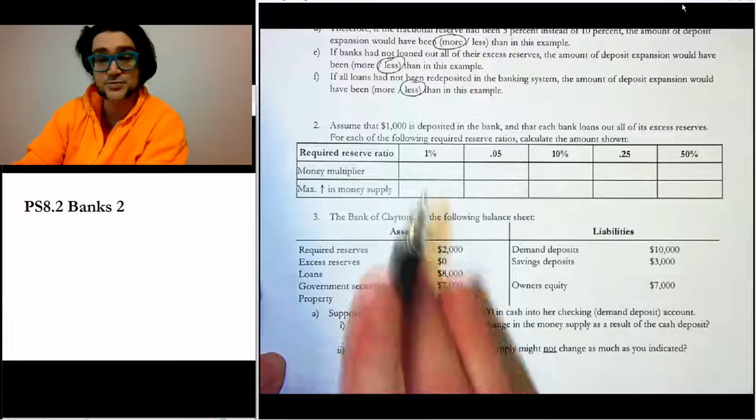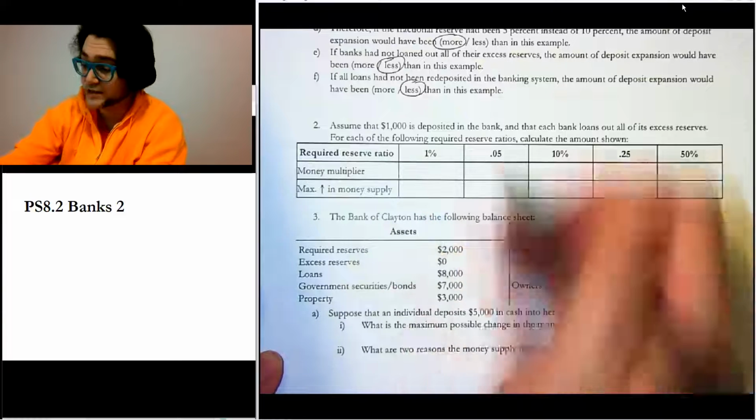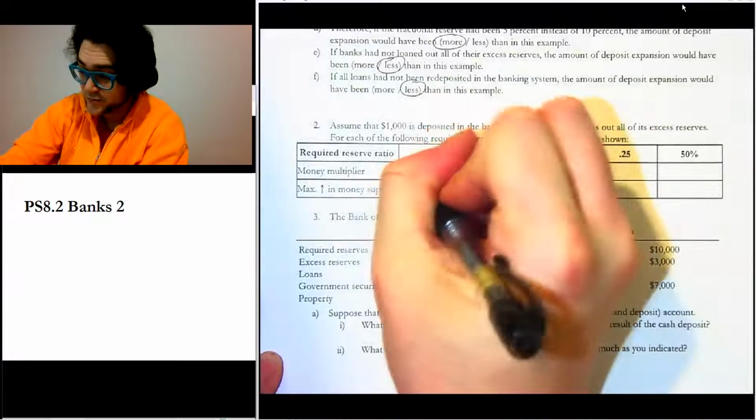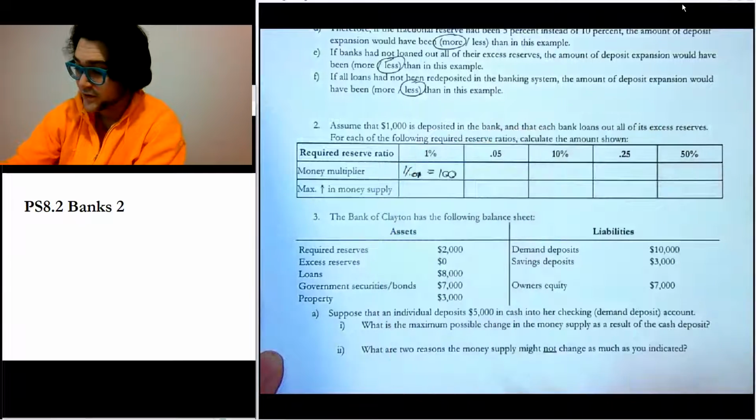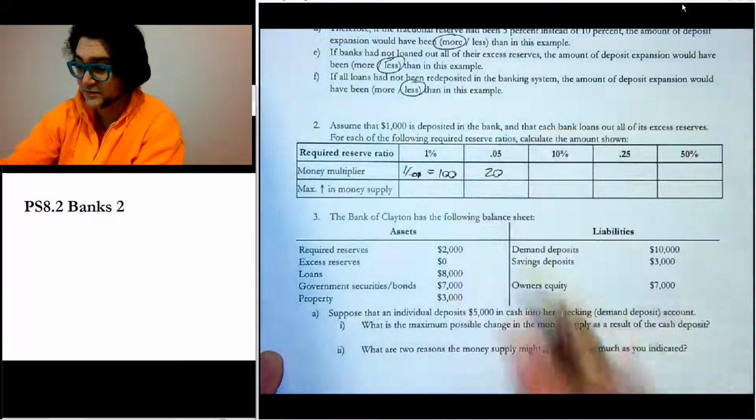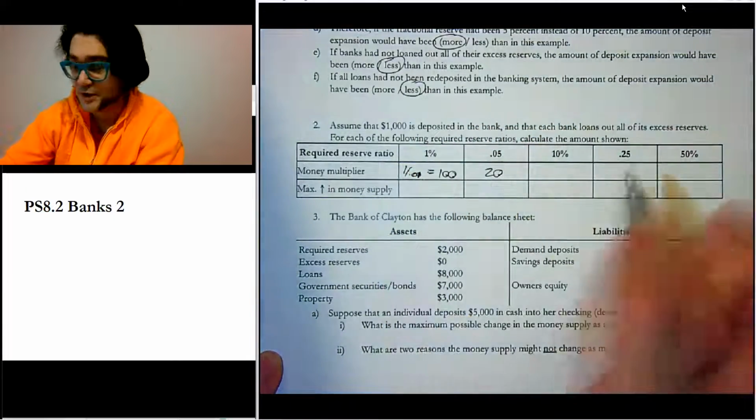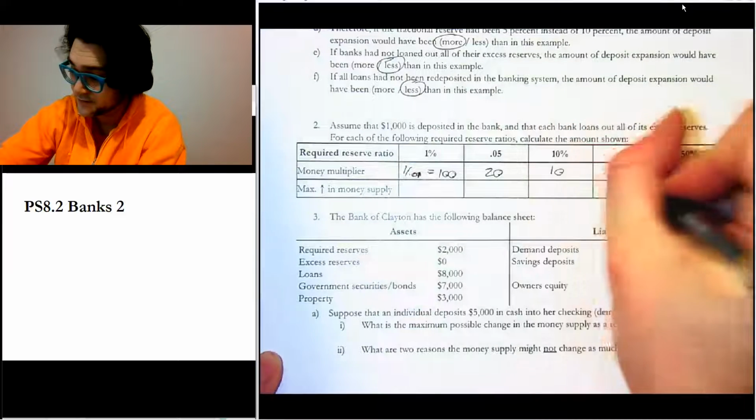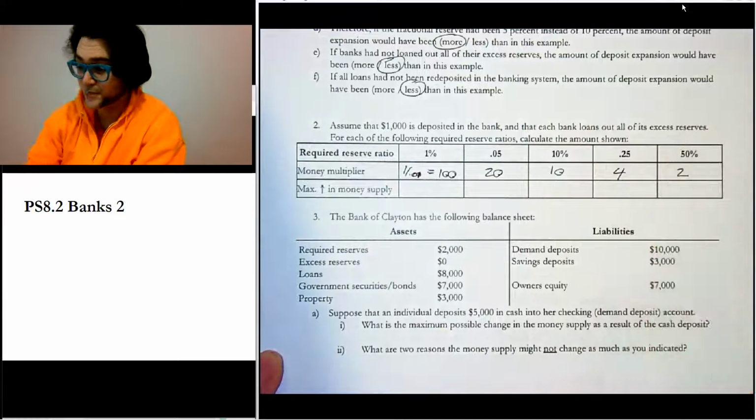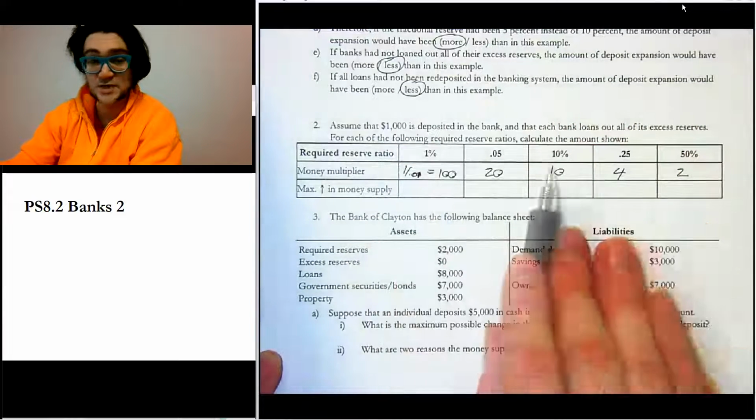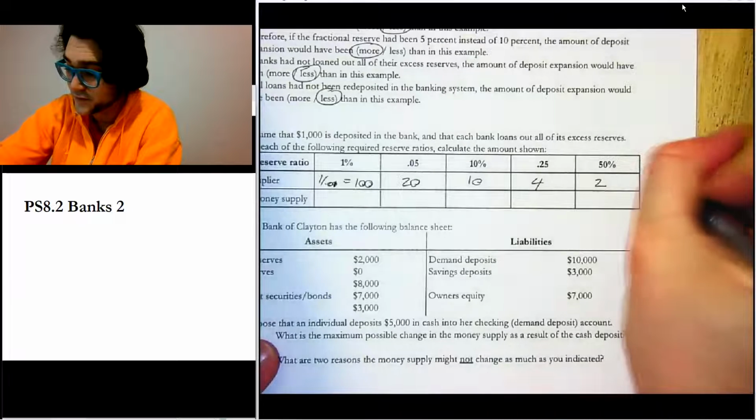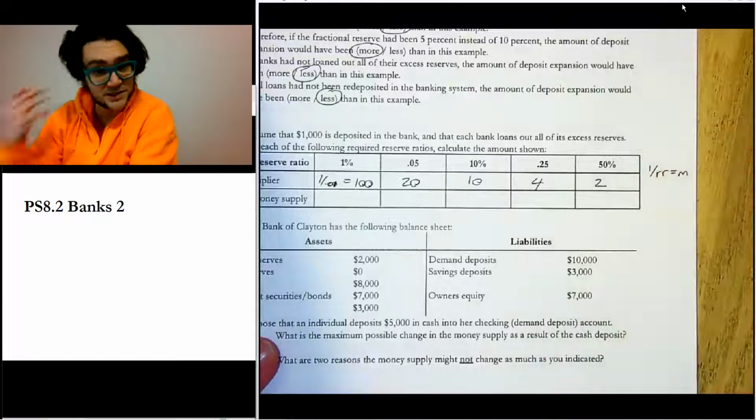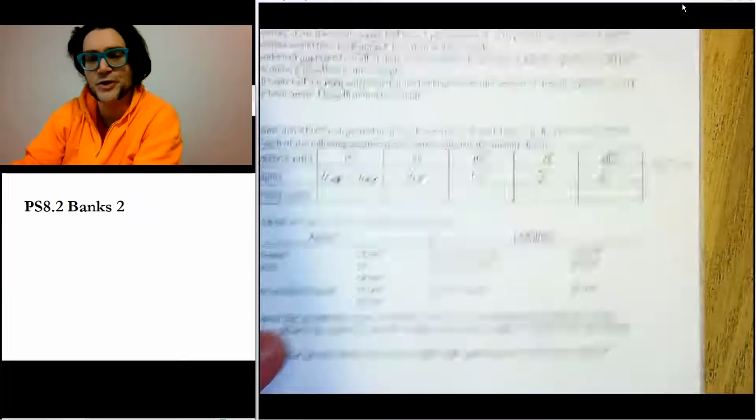So the money multiplier would be 1 over 0.01 in this case, right? 1 over 0.01, which is equal to 100. Here it's 20, right? 0.05, how many times does that go into 100? Here it's 10, 4, and 2. So again, I'm just taking these numbers and it's 1 over what are those things, right? That's 1 over the required reserve ratio. That's an important thing for you to keep track of in your head.